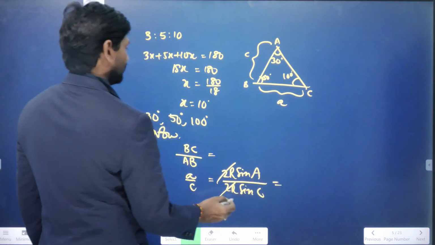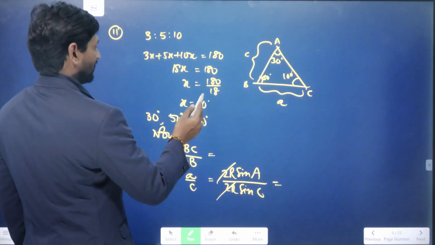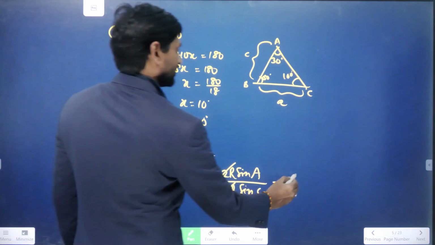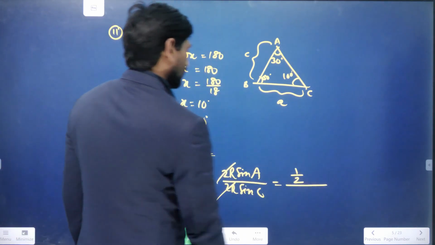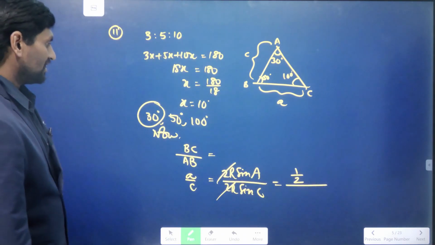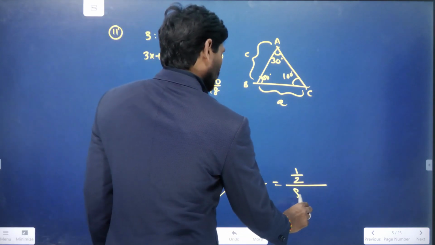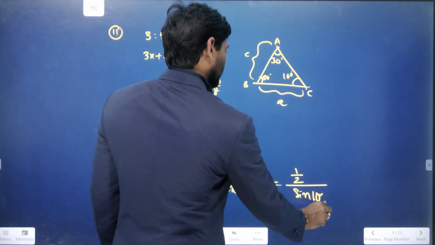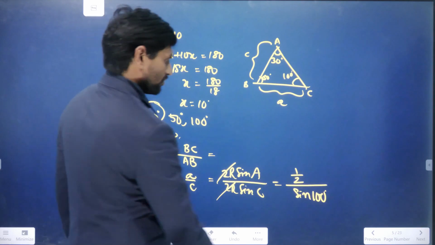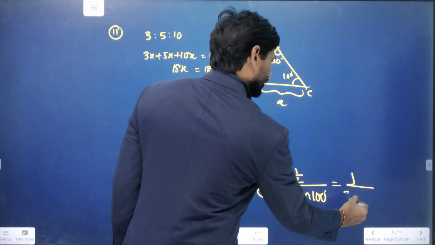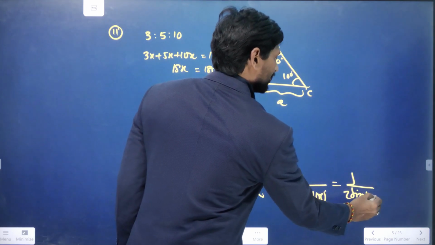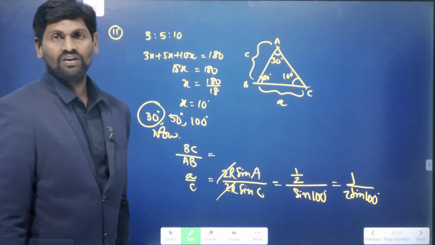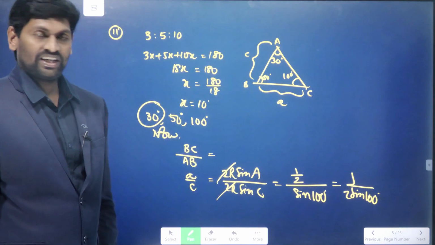What is the sin A value? A is the smallest angle, 30 degrees. Sin 30 degrees value 1 by 2, and sin C, the largest angle, 100 degrees. Sin 100 degrees value, I don't know. Sir, we don't know. So 1 by 2 into sin 100 degrees. Okay, na? 2 into sin 100 degrees.